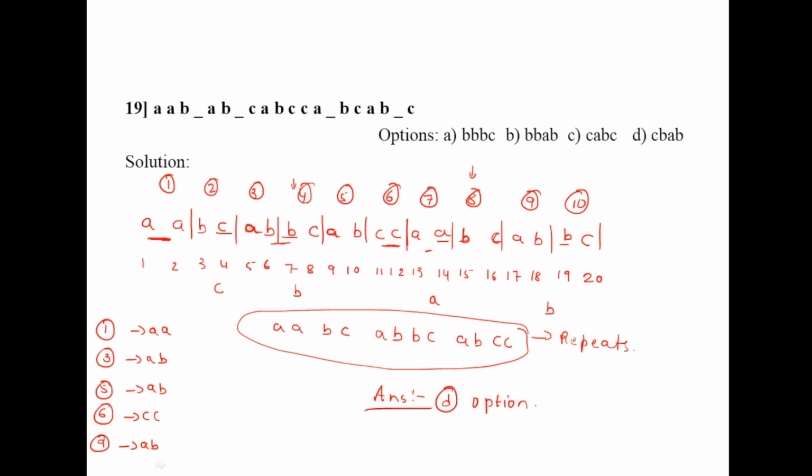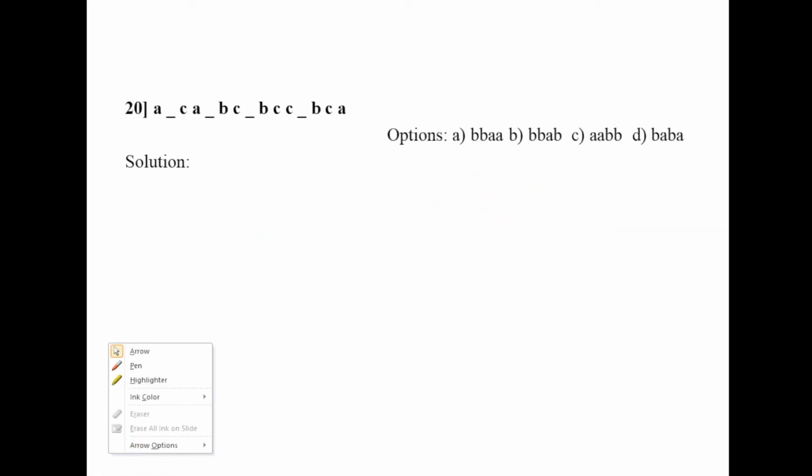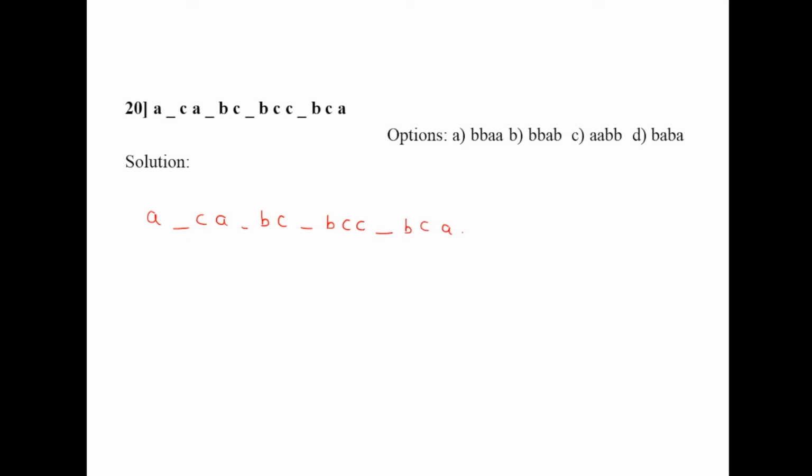It is C, B, A, B. We'll move to the next question. It's the last question of this series. A dash C, A dash B, C dash B, C, C dash B, C, A. Okay. So total is again 1, 2, 3, 4, 5, 6, 7, 8, 9, 10, 11, 12, 13, 14, 15. So I will make 3 of 5 groups or 5 of 3 groups. Anything is okay. So I will move with 3 of 5 groups.